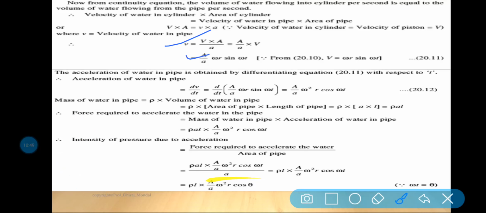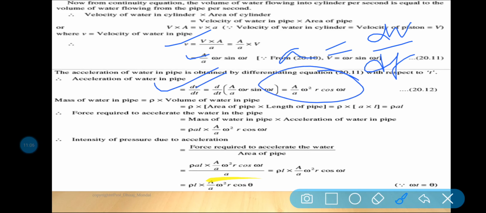Now come to the next point. If I calculate the acceleration in the pipe, it is dv by dt, that means the rate of change of velocity is called acceleration. So put the value of v here, and if you differentiate this part, you will get A by a omega square r cos omega t. Am I right? Up to this, is it clear?